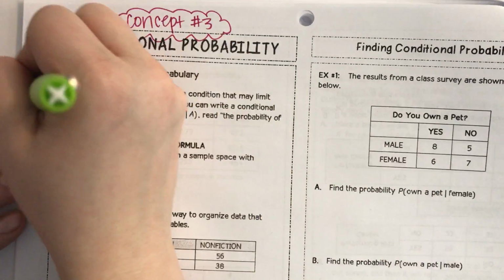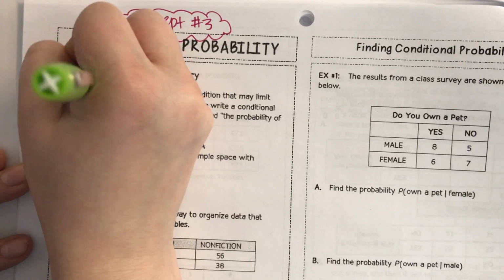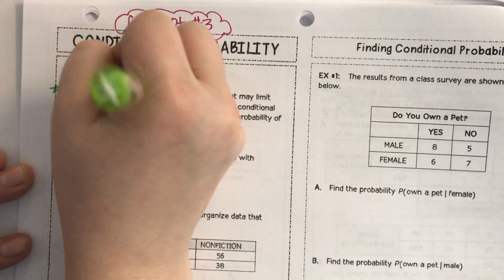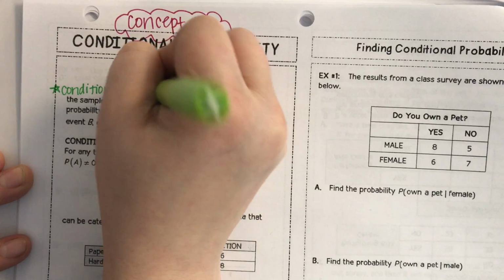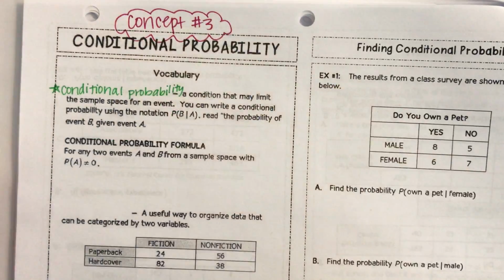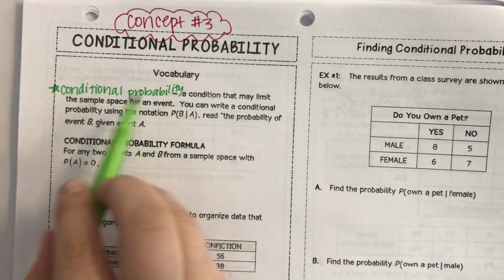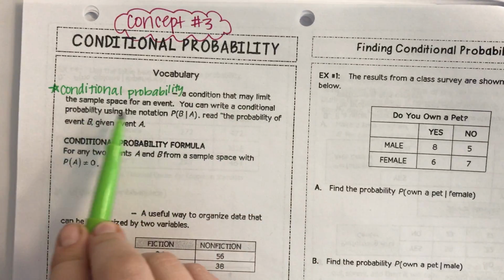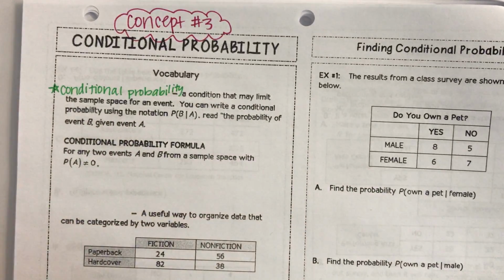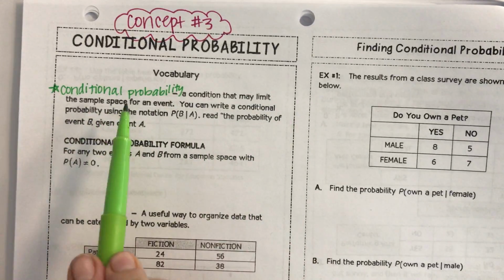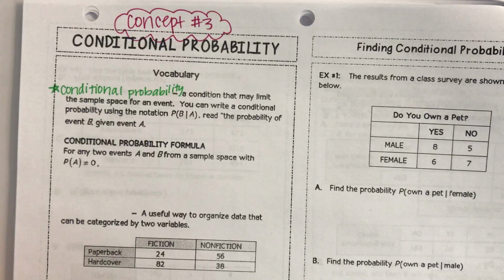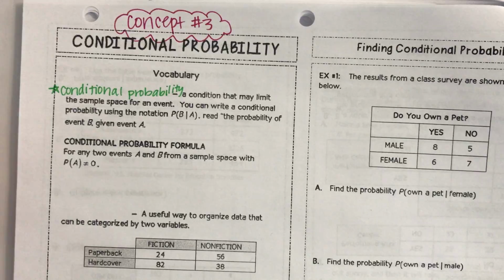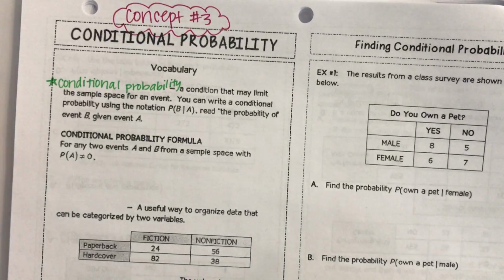So, conditional probability, which again, we talked about a little bit in concept number 2, which makes me think I did these out of order, but that's okay. Conditional probability is a condition that may limit the sample space for an event. So if you think back to concept number 2, when we picked a diamond out of a deck of cards and didn't put it back, that changes or limits the sample space for the second event of picking another diamond. So that's how conditional probability works: you take something away or you change the sample space.